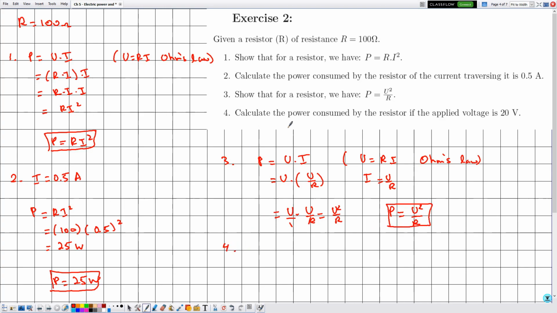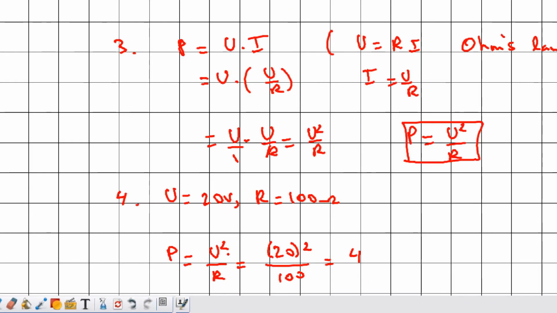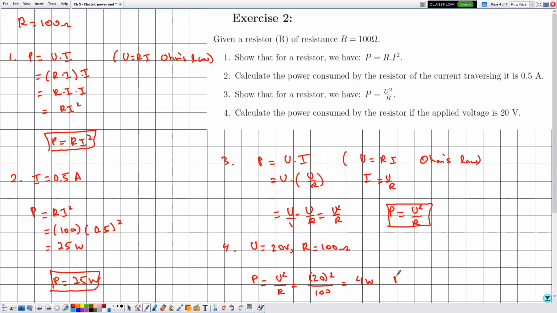Now in number 4, they are telling me to calculate the power consumed by the resistor if the applied voltage is 20 volts. So they gave me the voltage to be 20 volts, and we already know the value of the resistance, which is 100 ohms. Then we need to calculate the value of P using this form. So P is equal to U squared divided by R, which is equal to 20 to the power 2 divided by 100. Plugging this on the calculator will give us 4. Since U is in the SI and R is in the SI, the value of P will be in the SI, which is watts. So P is equal to 4 watts.